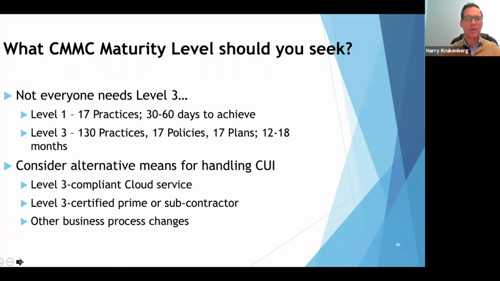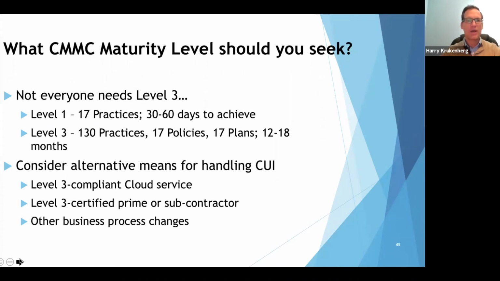We're only talking about 17 basic practices aimed at establishing basic cyber hygiene. And realistically, if you work at it diligently, you're looking at about 30 to 60 days to put the protections in place that will get you to level 1. Level 3, as James mentioned, is an entirely different story.